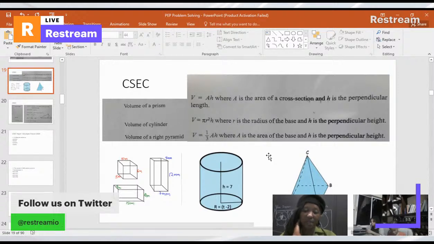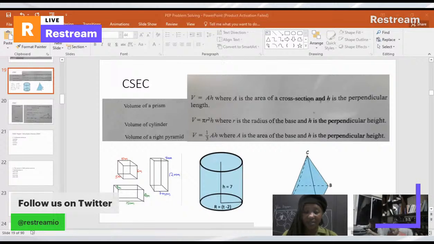So the next formula or set of formulae: volume is equal to the area times the height, where A is the area of a cross section and height is the perpendicular length. All right, now what is that saying? The concept of volume, or capacity, is how much space is on the inside of a three-dimensional object. How much can you pour into it? How much will it hold? That's the concept of volume.